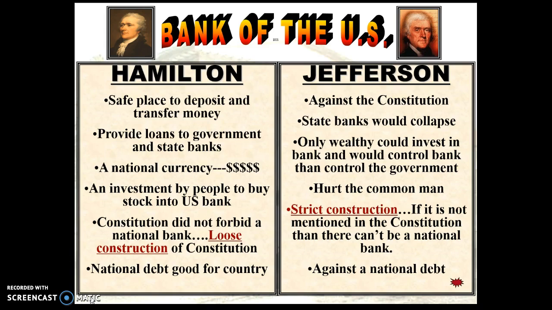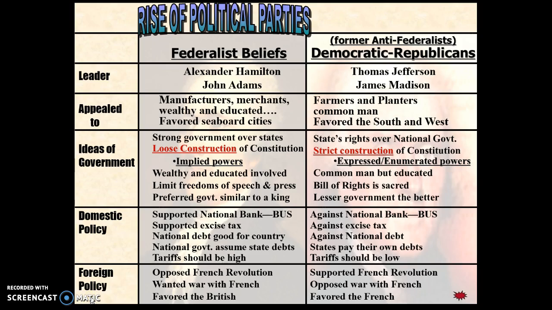So you're seeing the beginnings of the Federalist and Anti-Federalist parties. So in these parties, we get two leaders. Jefferson and Hamilton are the biggest leaders, but John Adams is also going to be a strong Federalist, and James Madison is going to be an Anti-Federalist, or now called the Democratic Republicans. So the Federalists get their appeal to manufacturers, merchants, generally the wealthy and educated people from seaboard cities, from coastal cities. They wanted loose construction, so a stronger government over the states.